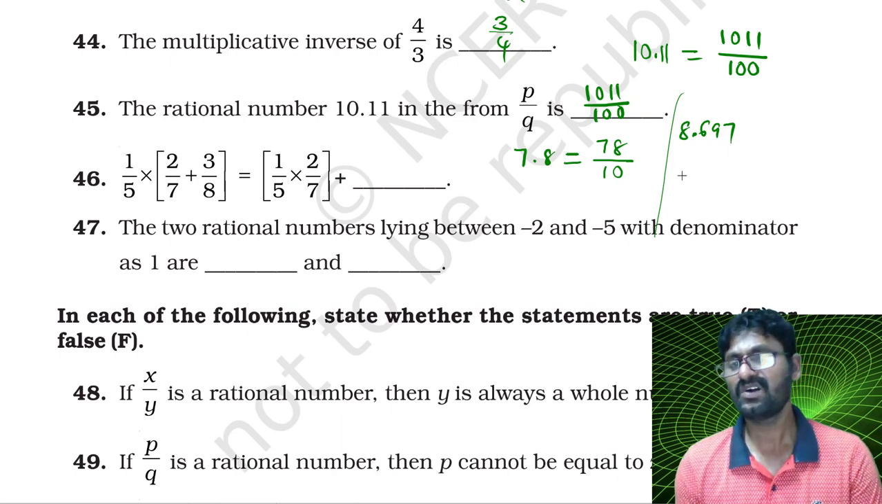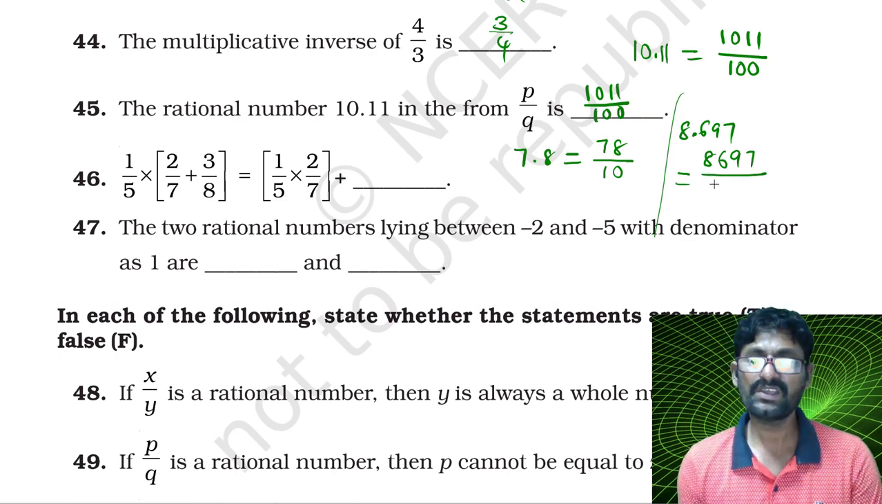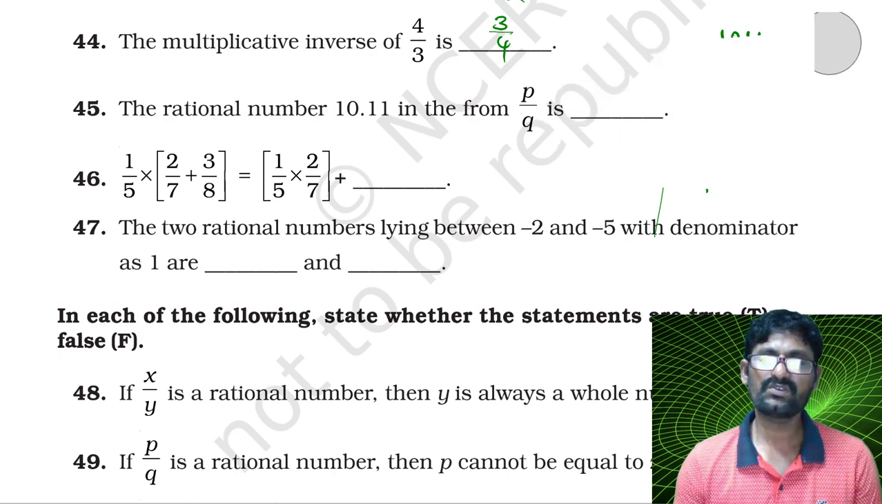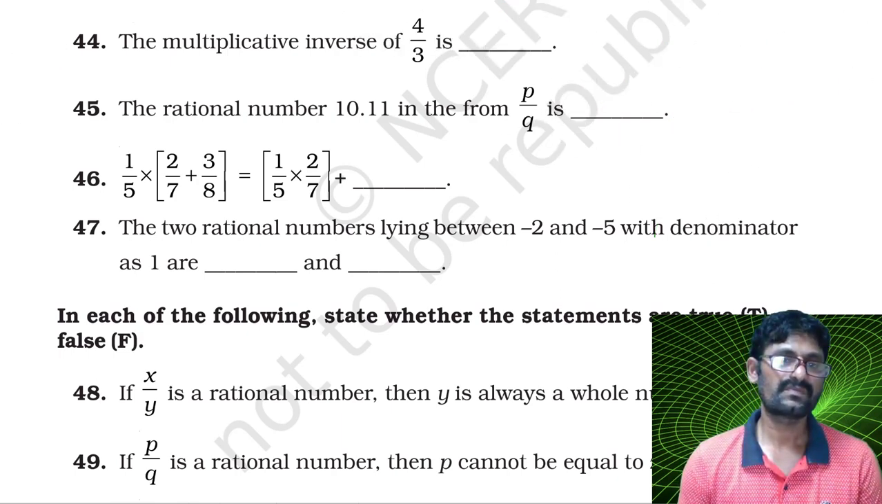Suppose we have 8.697 like this. How to write this one? Ignore the decimal point. 8697 divided by, put 1 here. After the decimal point, how many digits do we have? Count them, 1, 2, 3 digits. So put 3 zeros here. That's it. Now let us move on to the next problem.